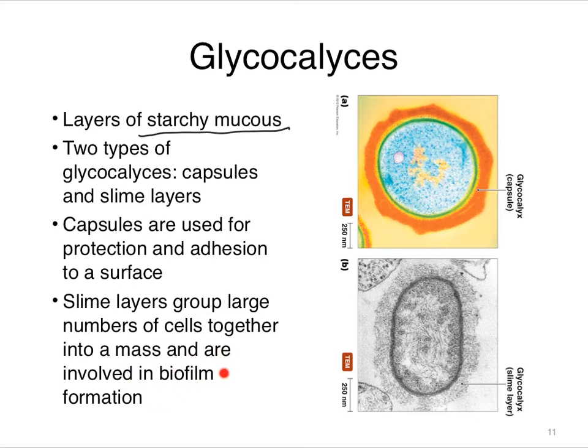This is very useful for clumping cells together into a mass, and is specifically involved in biofilm formation. And biofilms are something that we'll talk about at a later time, but it's an alternate lifestyle where bacteria can basically start to live in specialized colonies. They aren't really a multicellular organism, but they start to adopt different roles and begin helping each other out. So those are the two main types of glycocalyces.